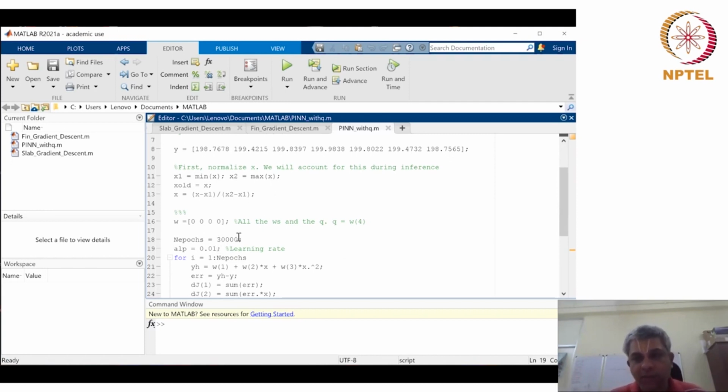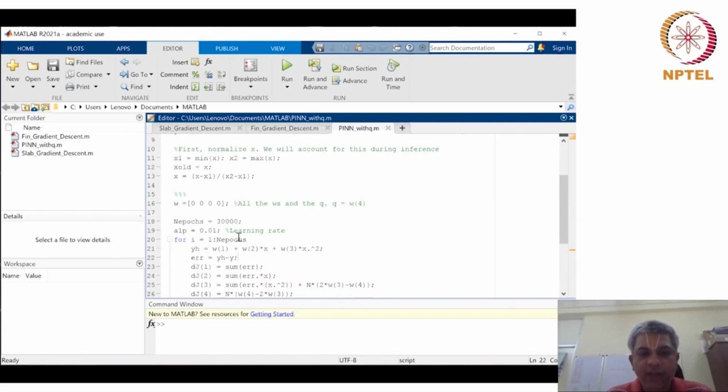30,000 epochs means I will go through 30,000 iterations. How did I choose 30,000? Again, by trial and error. You can now see y hat. Now, please remember, this will be a little bit confusing. All my W coefficients are offset by 1. So my W0 in the theory calculation is now W1. So now I am calling it W1 plus W2 x plus W3 x square, and then W4 will be my Q V, the volumetric heat transfer. Error is what I am calling y hat minus y, because it keeps on occurring.